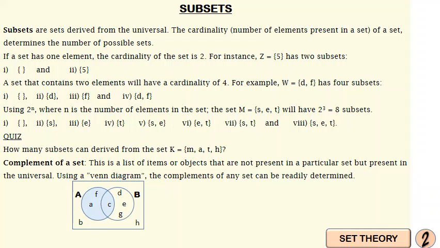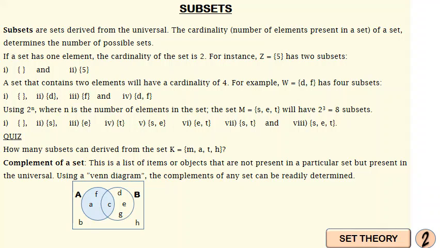And then the next 3 containing 2 elements, S and E for the first, E and T for the second, S and T for the third, and finally our 8th set containing elements S, E, and T. A quick quiz for you here. How many subsets do you think we can derive from the set K containing elements M, A, T, and H? Right, 16 possible subsets.